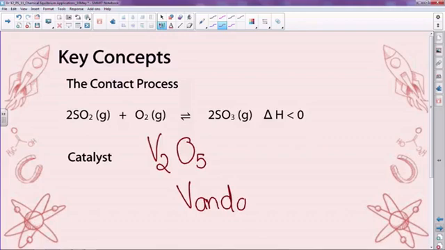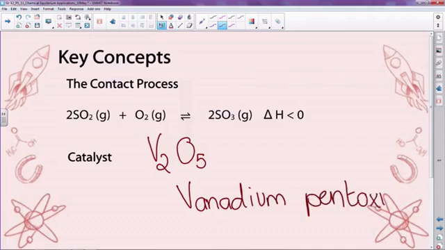Vanadium. I'm forgetting how to spell today. Okay, let's try that again, shall we? Ooh, look at that. Really doesn't like me. Vanadium. There we go, vanadium pentoxide. Pent is for 5.